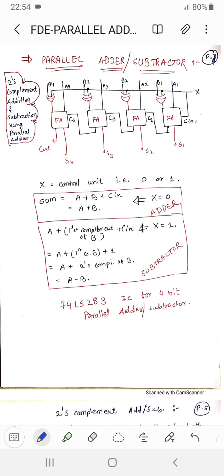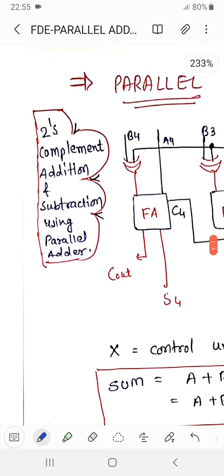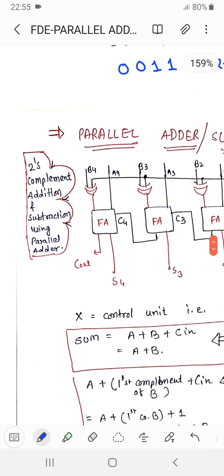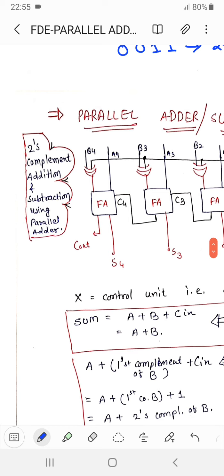Dear students, now we will see the parallel adder cum subtractor circuit. It is also named the theory of 2's complement addition and subtraction using a parallel adder. Here we are using the parallel adder circuit, and with this circuitry we can do both addition as well as subtraction by the same circuitry.